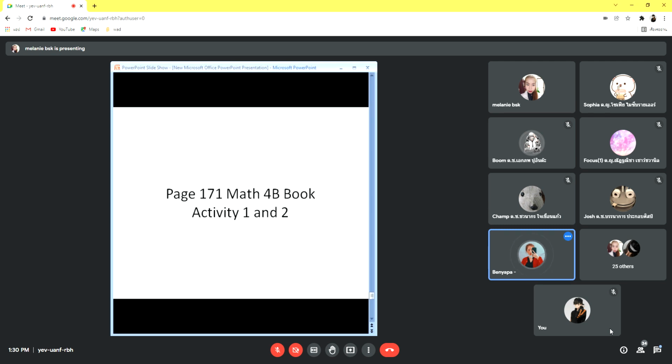Teacher, you just asked me about what highlight means in Thai, right? Yes, teacher, because they have this activity on page 172. We have activity number 3. They're going to highlight an equiangular quadrilateral in each picture below.